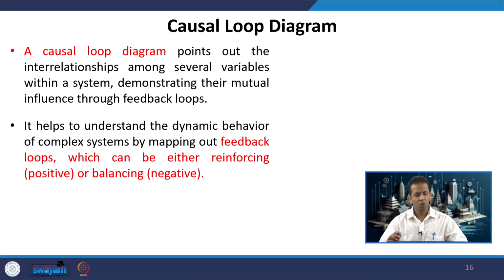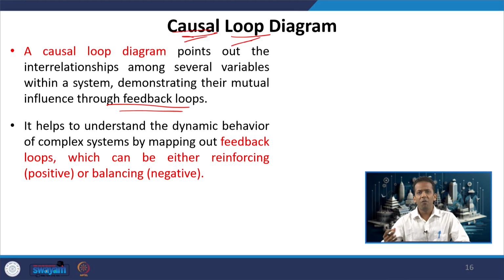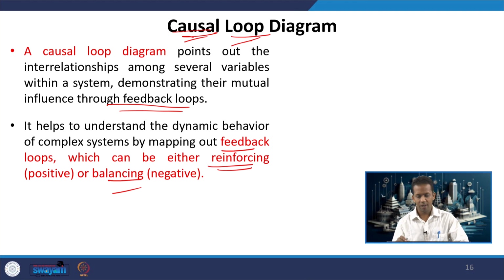So, what exactly is a causal loop diagram? It is a diagram which points out the interrelationships among different variables within a system, and it also demonstrates their mutual interdependence or influence through feedback loops. As the name says, causal loop. So, cause and loop, these are the two main terminologies, and often systems are complex and they are not static, they have a dynamic behavior. If you want to understand the dynamic behavior of this complex system, it can be done by this causal loop diagram, mainly using the feedback loops, and these feedback loops can be either reinforcing or balancing. I will explain this in the next figure.